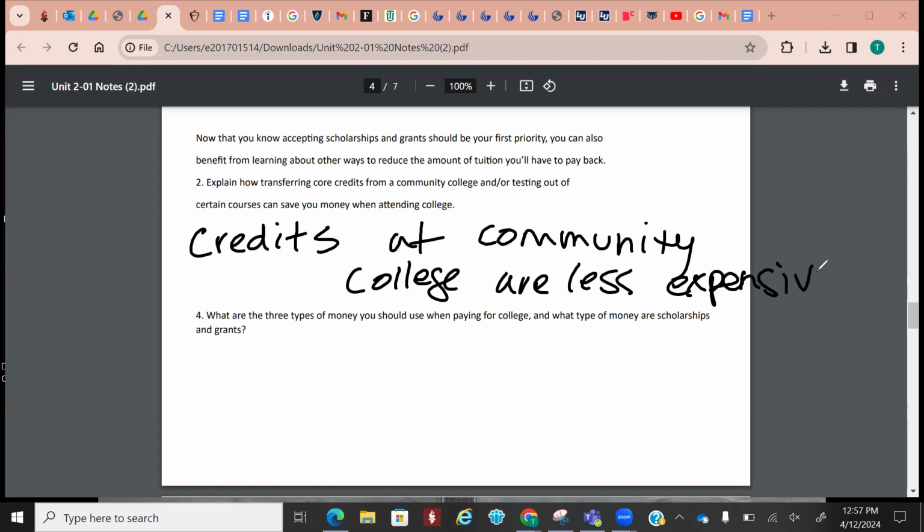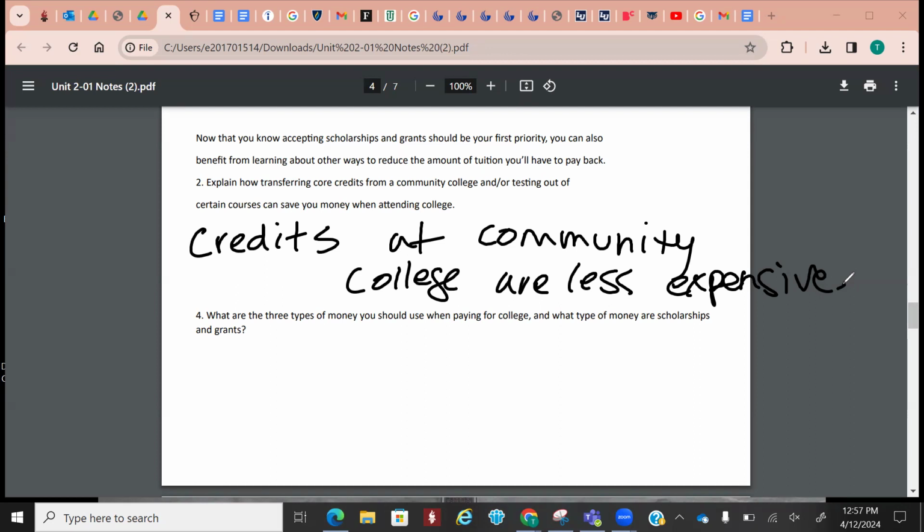So if you go to GGC, it's like $100 per credit hour. And then at UGA, it's like $700 per credit hour. So if you can take it at the community college and transfer it over, that's great. But not all credits are created equal. What I mean by that is if you're going from a Georgia school to like New Hampshire, they don't necessarily transfer. You have to check with the school.